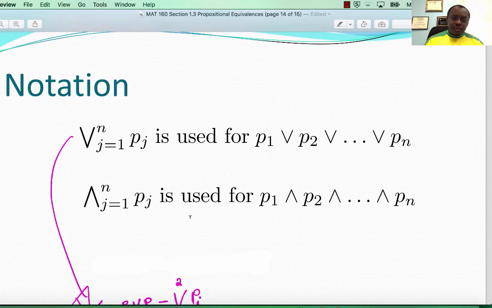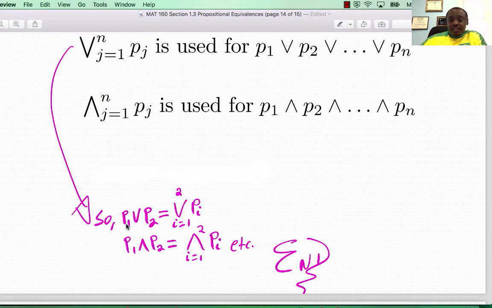Now let me end with some notation. Observe that this is just or, j from 1 to n, pj. What this simply means is p1 or p2 or pn. Remember, j goes from 1 to n. J is just a dummy variable. Same thing for and. And, j from 1 to n, pj just means p1 and p2 and p3 and pn. To make that even easier, let's use just two propositional variables.